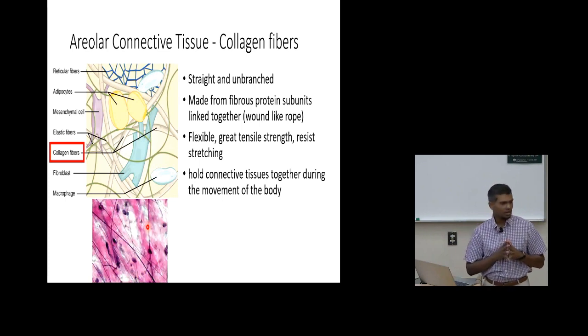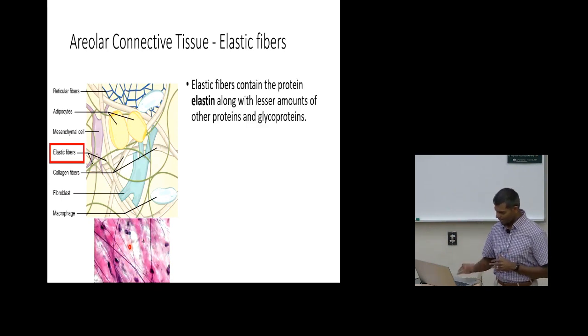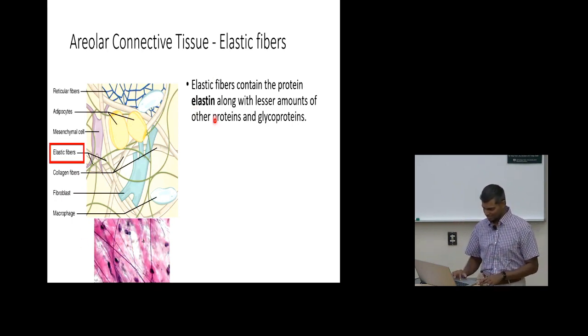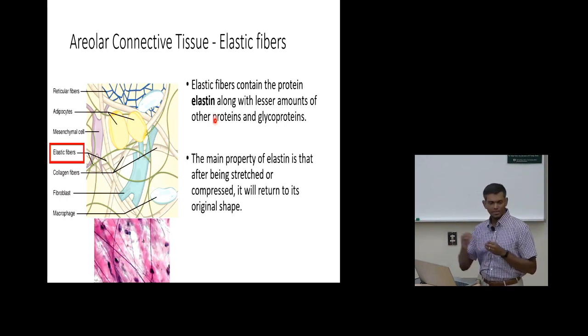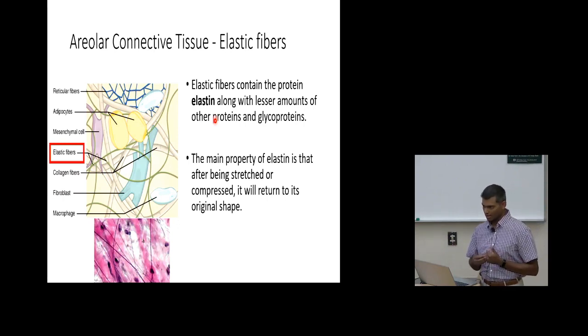Now, in contrast to the collagen fibers, you'll see that there are these darkly staining, very thin lines. So those are elastic fibers. And elastic fibers are not made up of fibrous protein, but they're made up of glycoproteins and especially elastin. That is the protein which gives elastic fibers their property of being stretched and coming back to their original shape. So note that the collagen fibers and elastic fibers have opposite functions. One is going to resist stretching, the other one is going to permit stretching and help the fiber to be elastic.